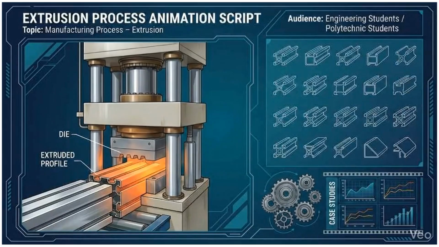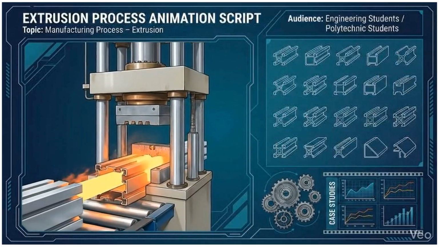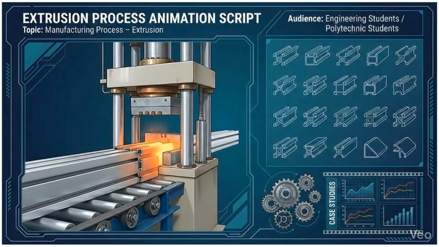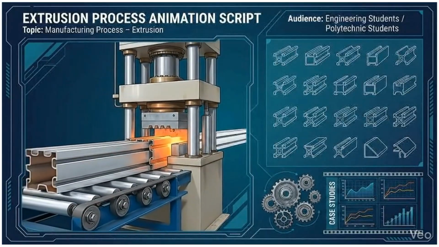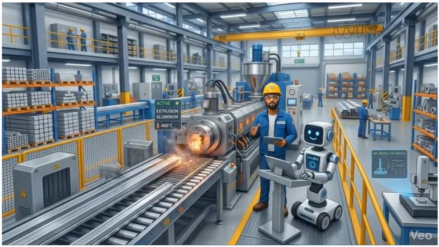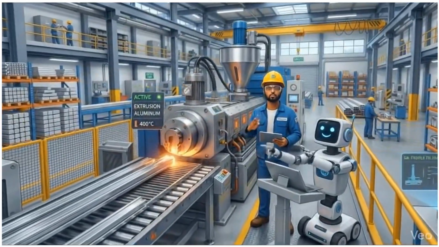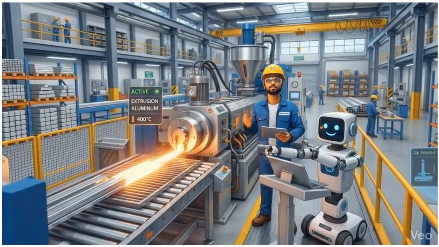The extrusion process forces the non-ferrous alloy through the die block. The resulting profile is then guided onto the conveyor system for cooling and cutting. Extrusion is a manufacturing process used to create objects with a fixed cross-sectional shape.